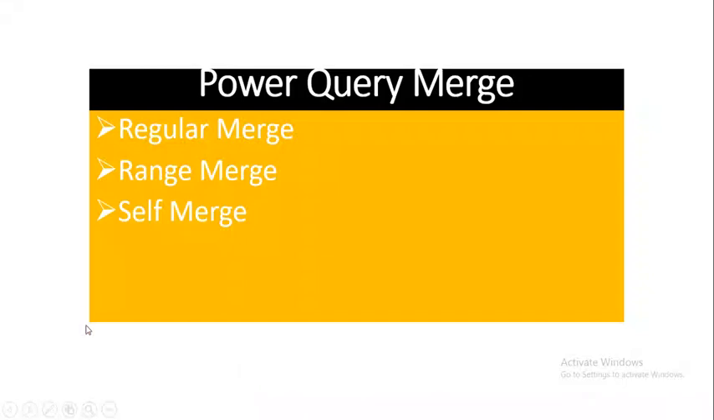Let's look at Power Query Merge. In Power Query, there are three different types of merge: the regular merge, the range merge, and the self merge. The regular merge in Power Query is the normal merge where you merge two tables together using a single column from a particular table and connect it with another table. That is the normal merge in Power Query.